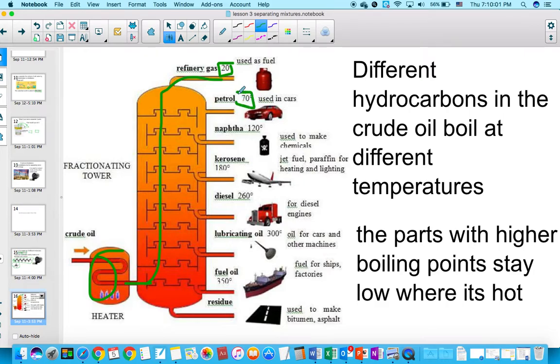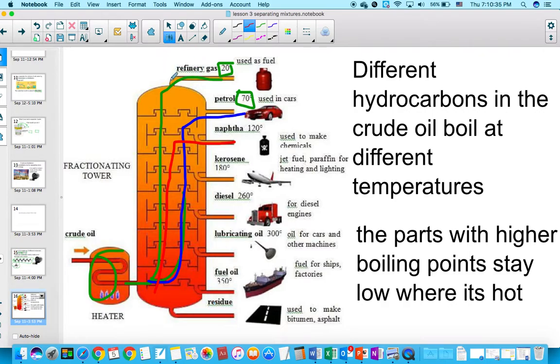And then at 70 degrees, petrol used in cars will boil up and move through here. Naphtha, used to make certain chemicals in factories and things, will boil at 120 degrees and move out here. Kerosene at 180, diesel at 260, lubricating oil at 300, fuel oil for like large factories and ships. And then what's left is residue, which can be used to make asphalt and roads.